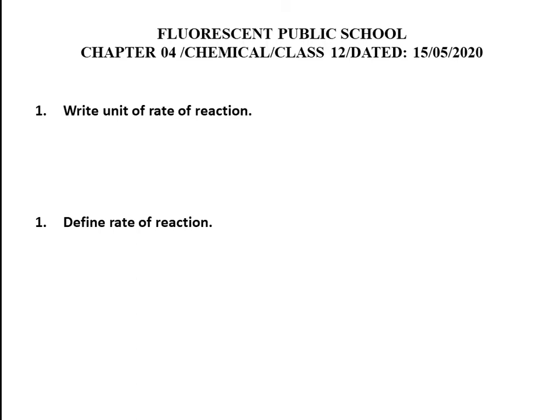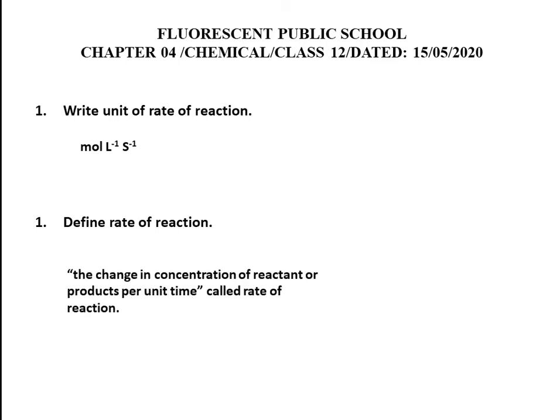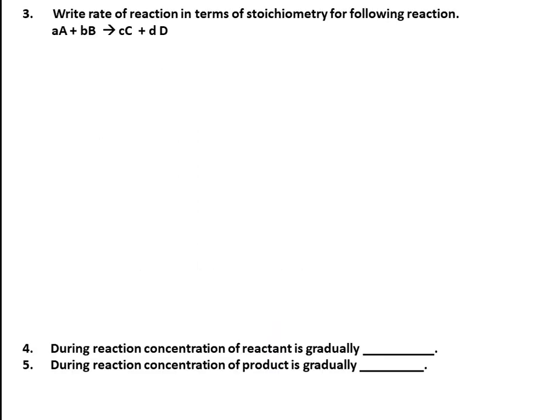I tell you that you can find examples at your home of this slow type of reaction, average type of reaction, moderate type of reactions, or the very fast reactions. But the important questions that I thought of: the first question is, write the unit of rate of reaction, that is mole per liter per second. The second question is, define rate of reaction. As you know, what you write is the answer to question number two: the change in concentration of reactant or product per unit time. Question number three, write the rate of the following reaction in terms of stoichiometric terms.